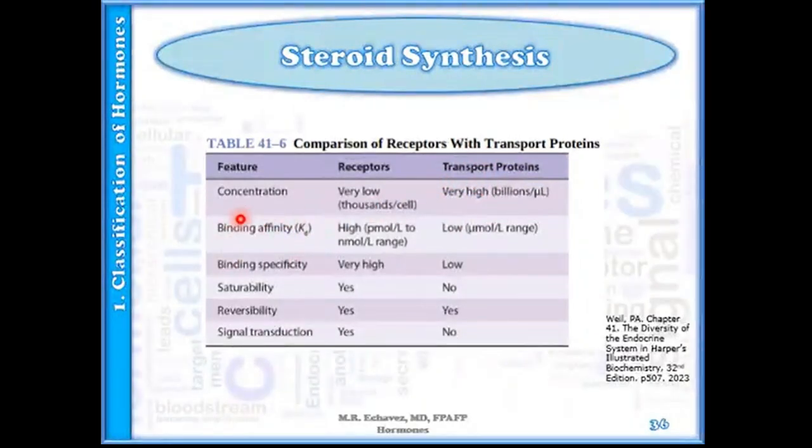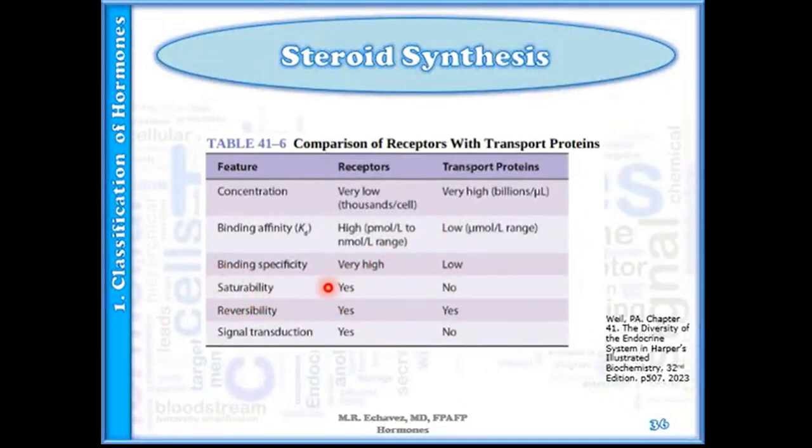The affinity of your receptors to your hormone is very high. For your transport proteins, it is low. That's why, if they arrive at the target cell, your hormones are released by your transport proteins and they bind to their receptors with high affinity. As to binding specificity, your receptors have very high specificity compared to your transport proteins. In fact, there are transport proteins that can bind more than one kind of hormone.